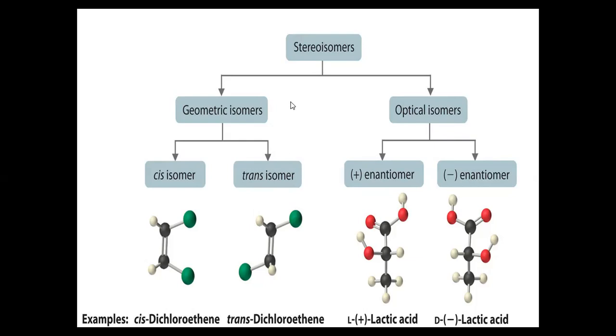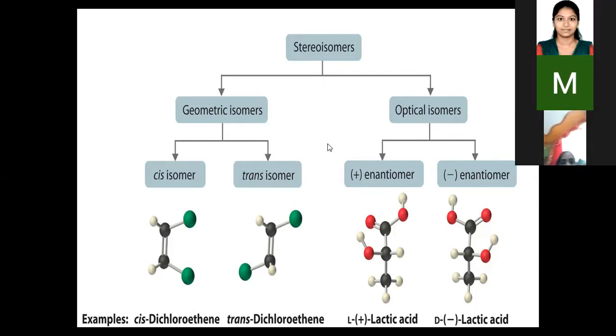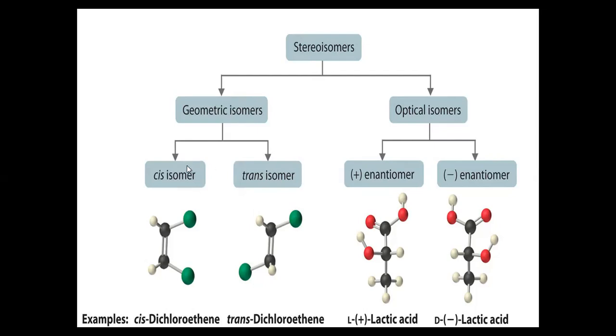See here, stereoisomerism basically is of two types. First is optical isomers, and the second one is geometric isomers. In geometric isomers, examples are the cis isomer and the trans isomer. Geometric isomers differ in their geometry, and in optical isomers comes the example of enantiomers.